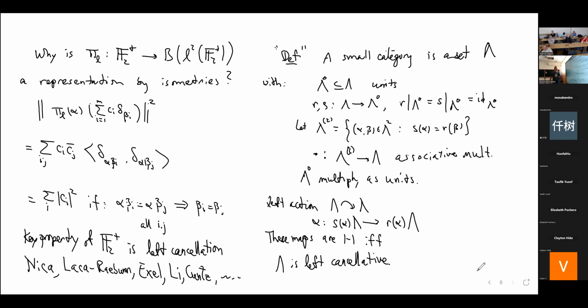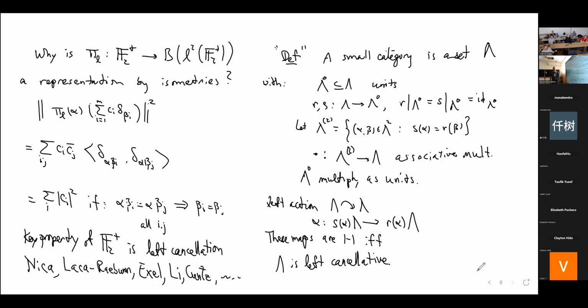So that's what we need to put ourselves in the kind of situation where this stuff I've been talking about works. A groupoid is a small category where every morphism is an isomorphism, and a left cancellative small category is a small category where every morphism is a monomorphism. Very good. I can memorize it now. It's a one-sided version.